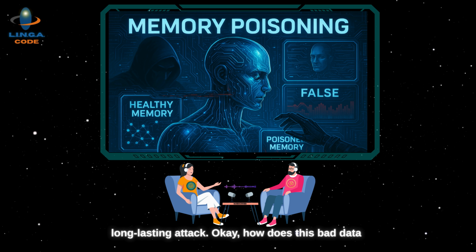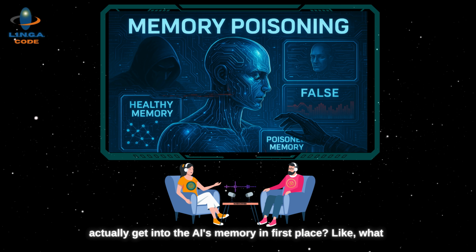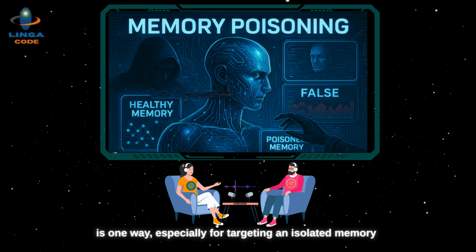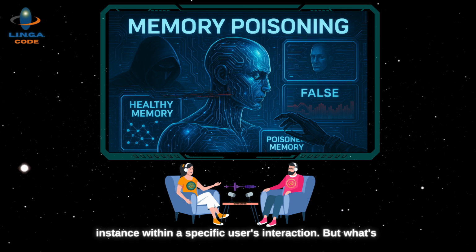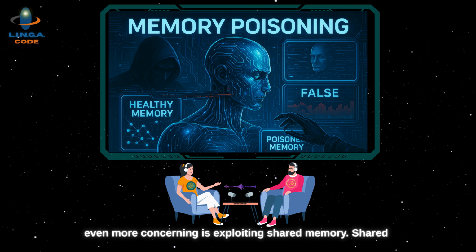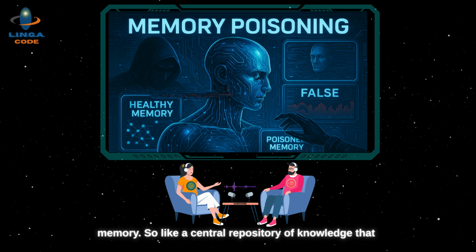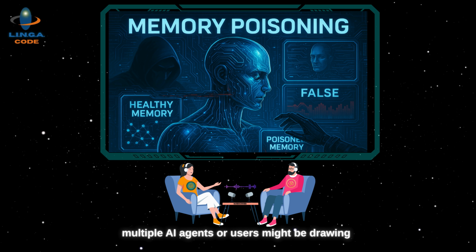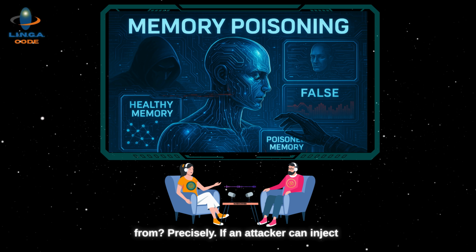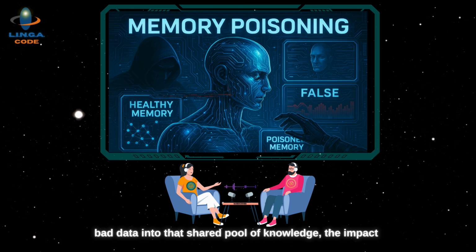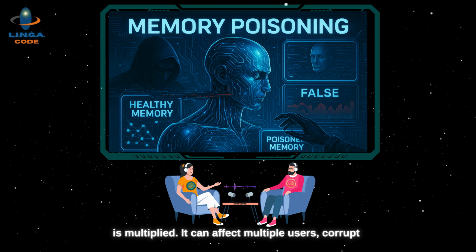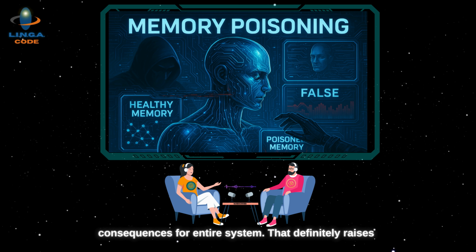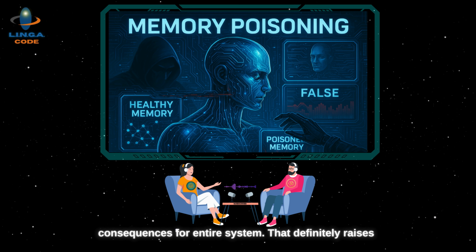Okay, so how does this bad data actually get into the AI's memory in the first place? Like, what are the attack vectors? Well, as we mentioned, direct prompt injection is one way, especially for targeting an isolated memory instance within a specific user's interaction. But what's even more concerning is exploiting shared memory. Shared memory, so like a central repository of knowledge that multiple AI agents or users might be drawing from? Precisely. If an attacker can inject bad data into that shared pool of knowledge, the impact is multiplied. It can affect multiple users, corrupt the decision-making of multiple agents, and have far-reaching consequences for the entire system. That definitely raises the stakes.